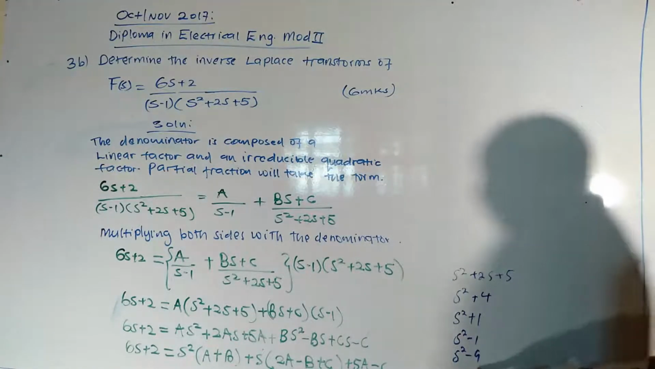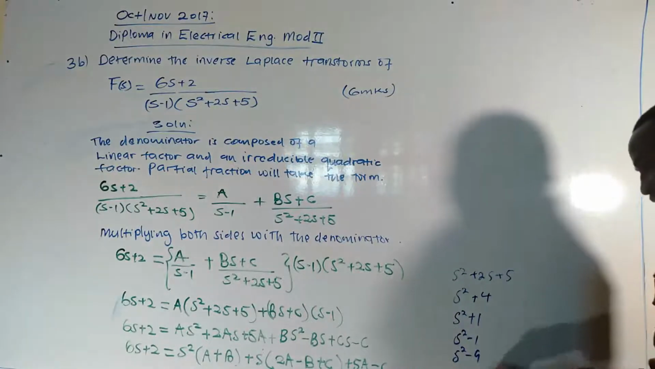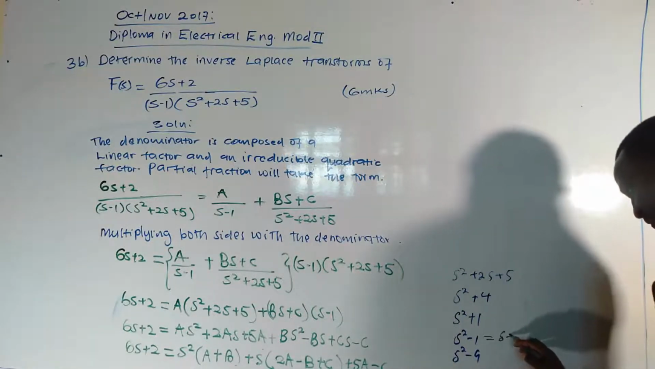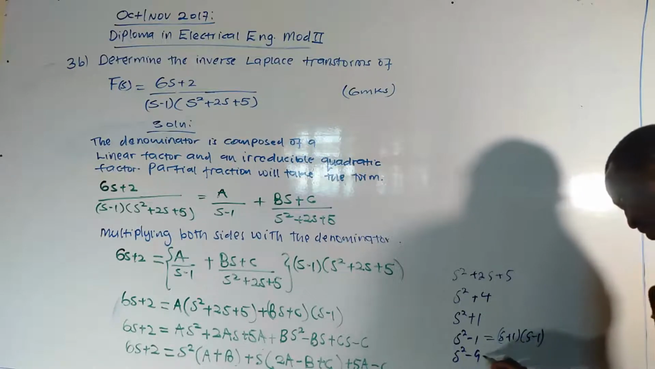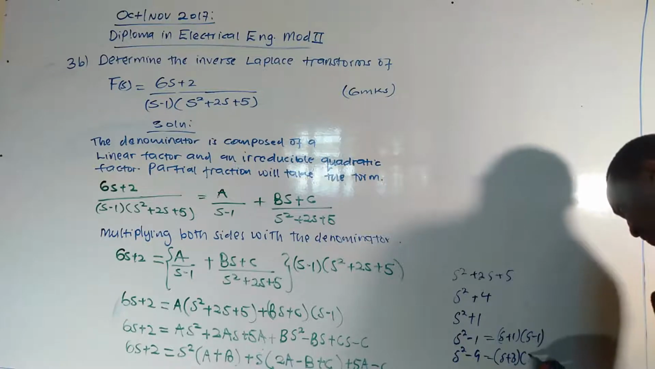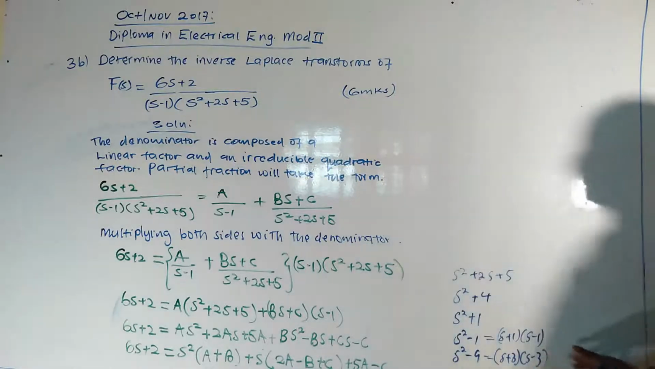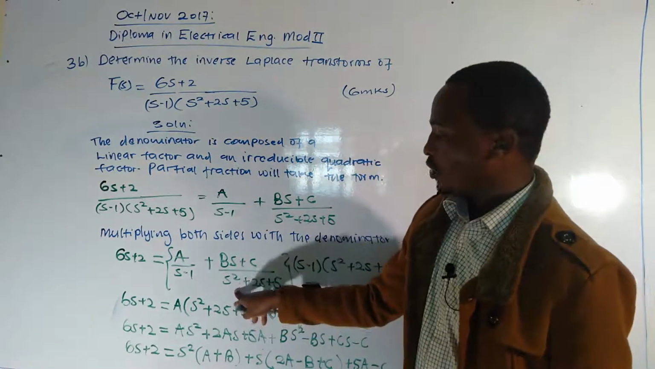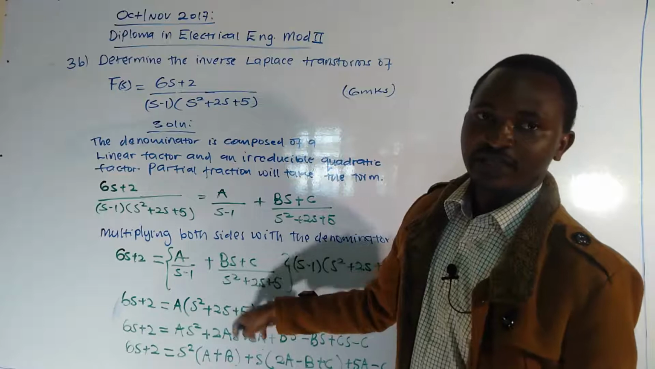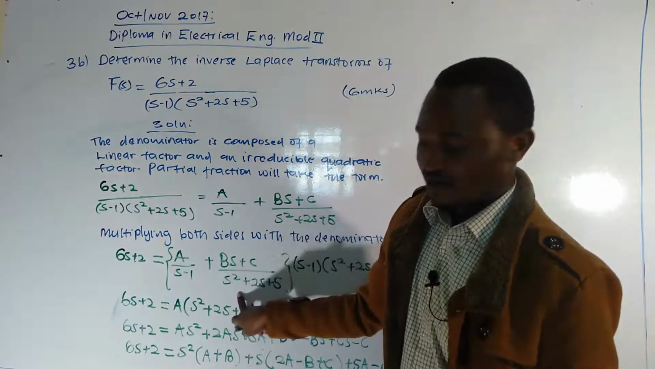But if you have this term here as s squared minus 1, or s squared minus 9, for example, you should be very careful. This one can be factored further, because this one will be s plus 1 times s minus 1. This one will be s plus 3 times s minus 3. Be very careful with this quadratic term. Always try to check whether it is possible to factor it further.